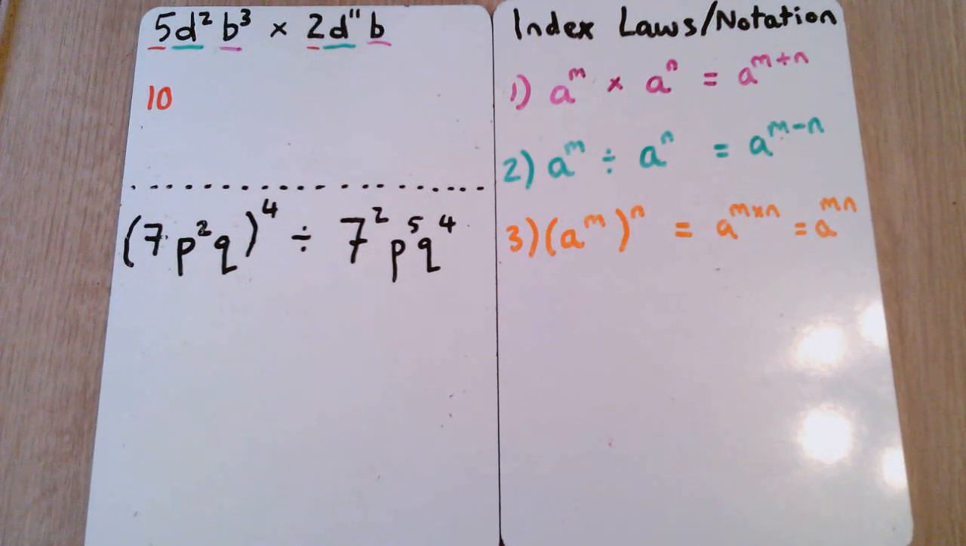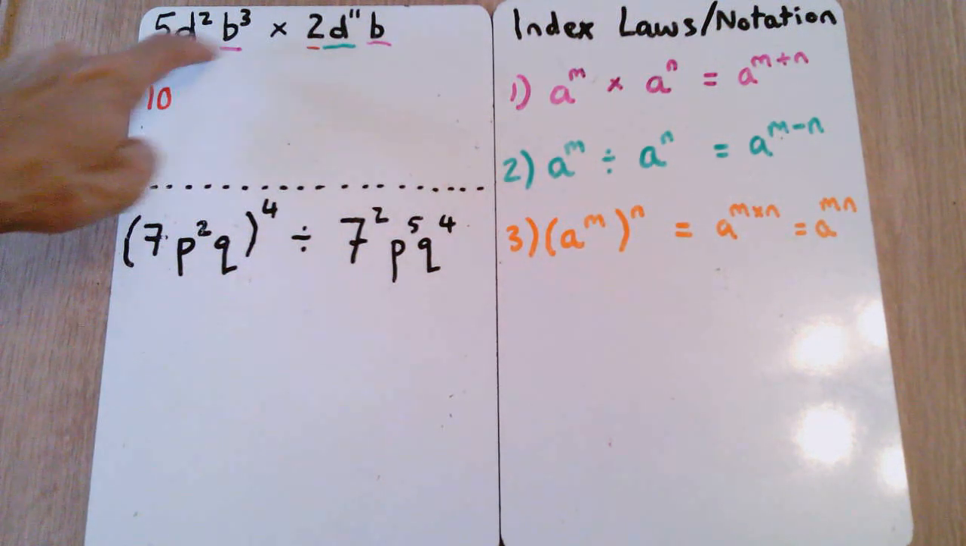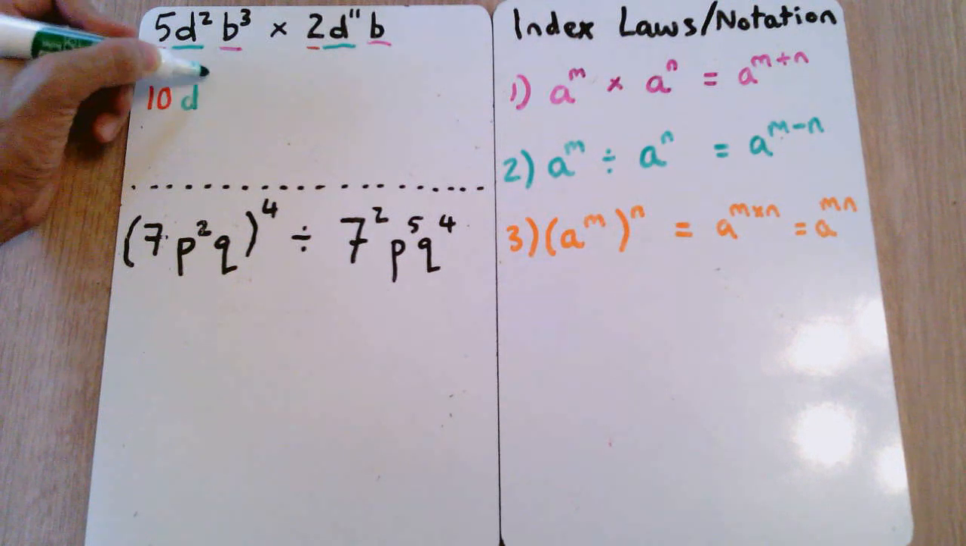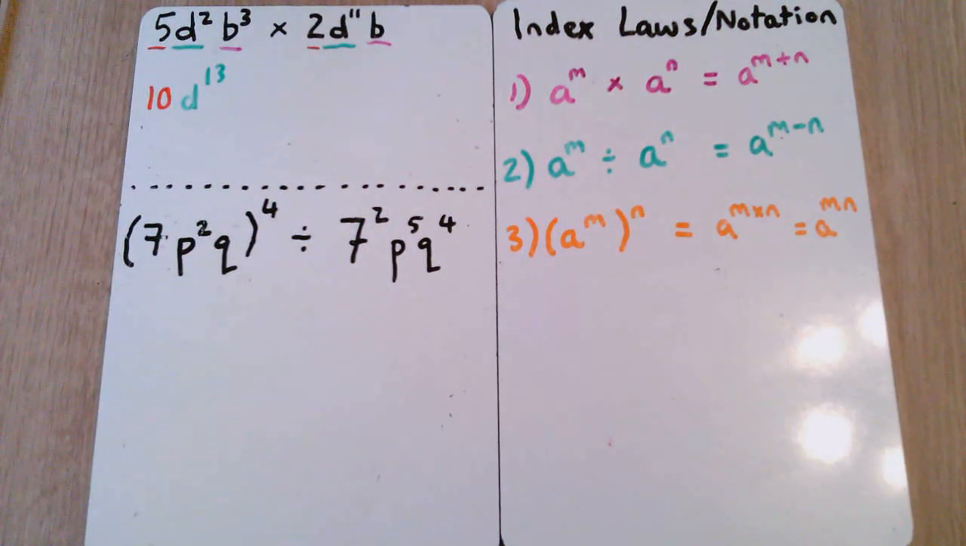Very simply, 5 times 2. We're not using any index laws for that. We then have d squared times d to the 11. Now, if you're multiplying powers, you are adding the indices. So this is going to be d to the power of 13.